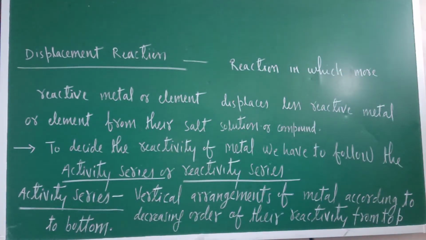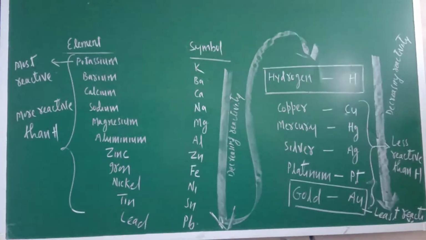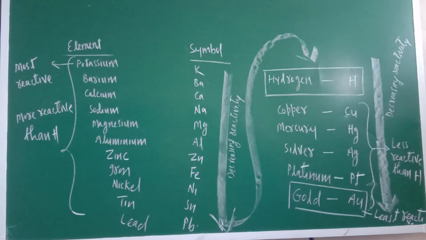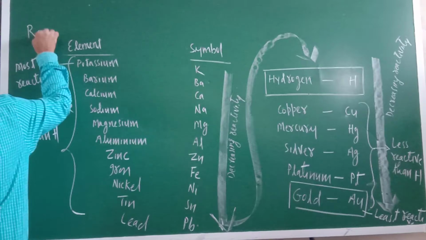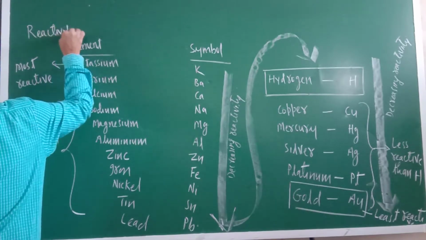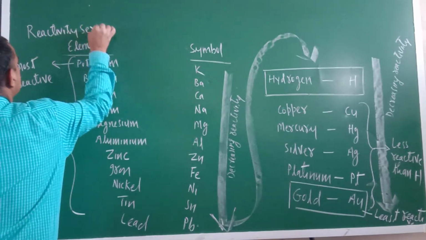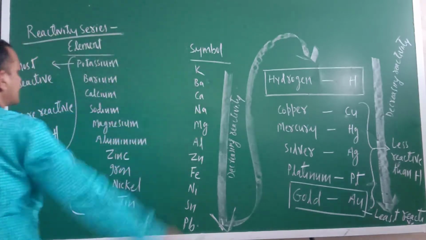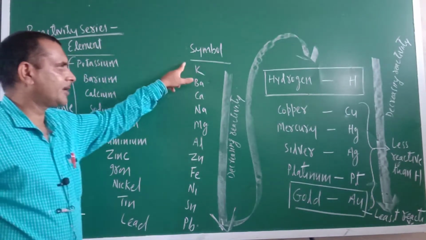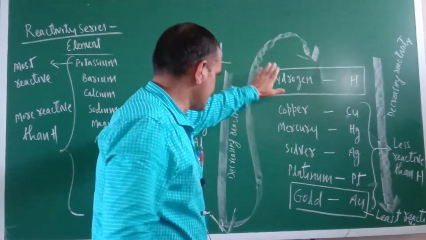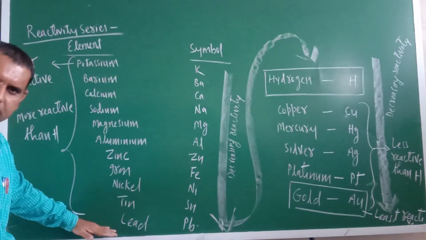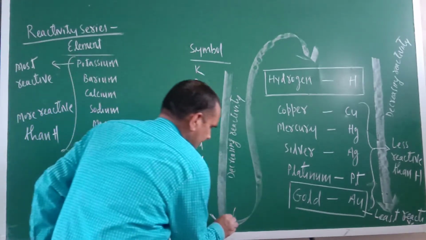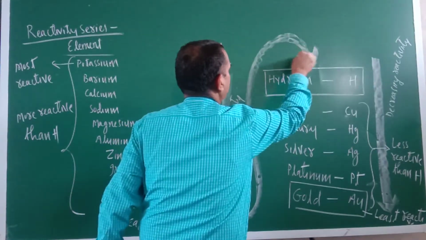So this is the reactivity series. Just see here the element, and here their symbol. This part is the extension of this part only, meaning they should also be arranged here downwards. That is why I added this arrow. So don't get confused.